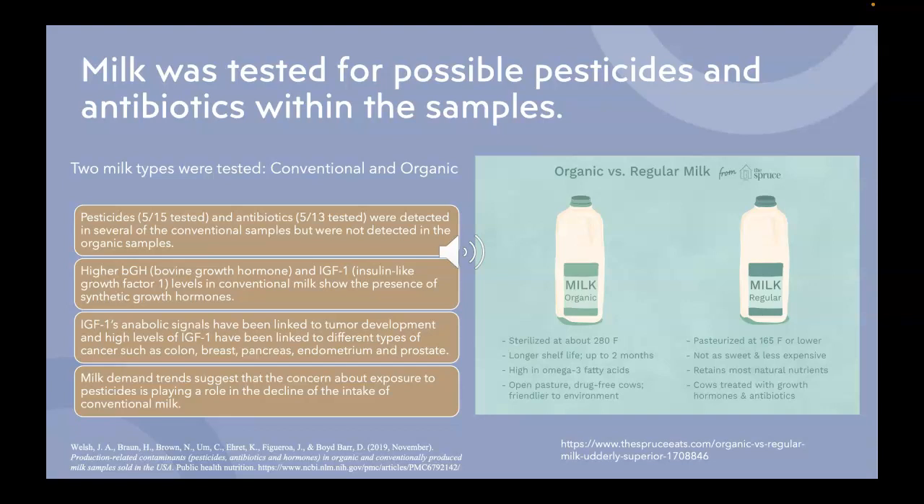The milk demand trends suggest that concern about exposure to pesticides is actually playing a role in the decline of the intake of conventional milk. So the more people that know about the differences between organic and regular milk, it has shown that organic milk is being bought more regularly.